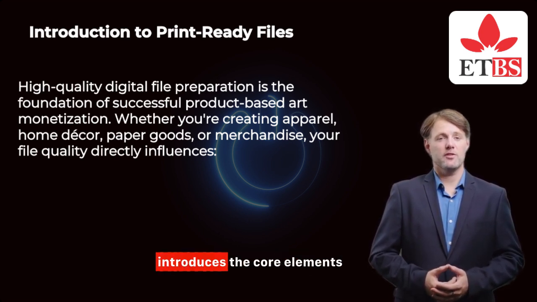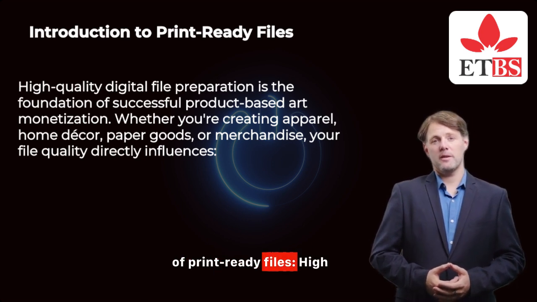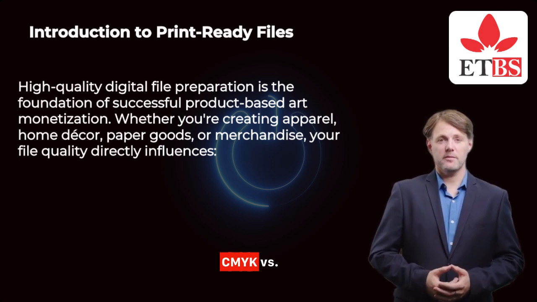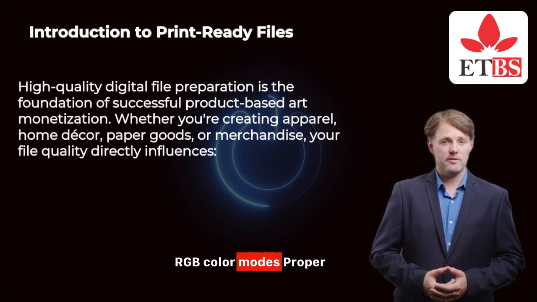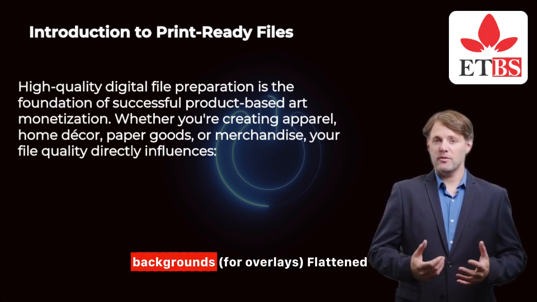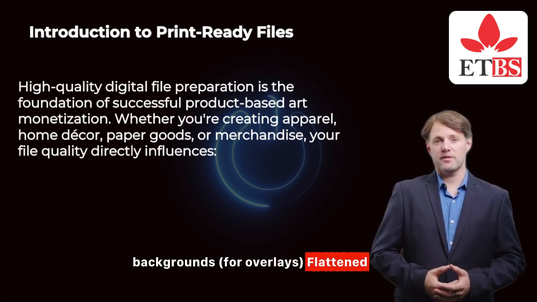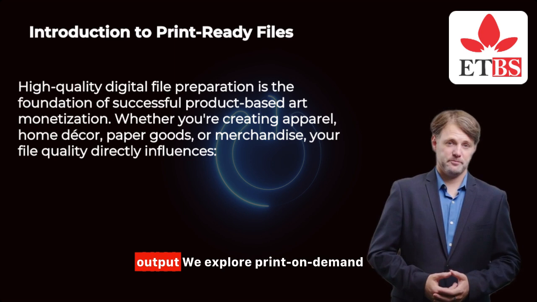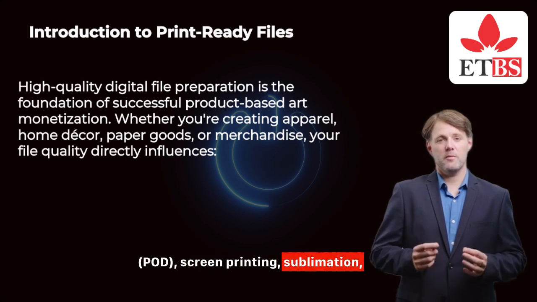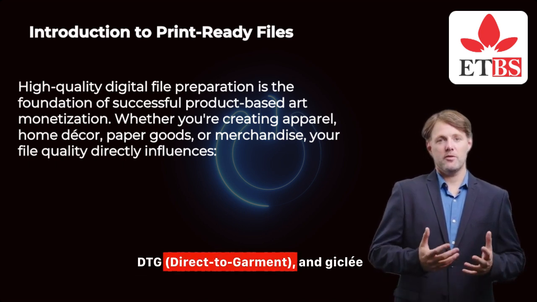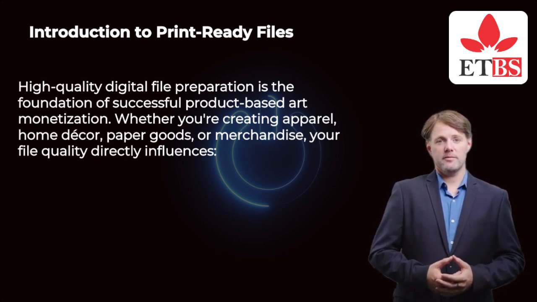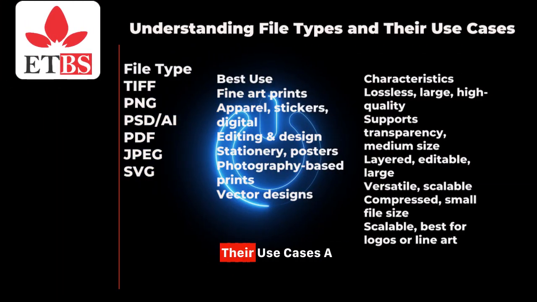This section introduces the core elements of print-ready files: high resolution, 300 dpi minimum, CMYK versus RGB color modes, proper file dimensions and bleed zones, transparent or isolated backgrounds for overlays, and flattened versus layered files depending on output. We explore print on demand, POD, screen printing, sublimation, DTG, direct to garment, and giclée fine art printing, each with unique requirements.